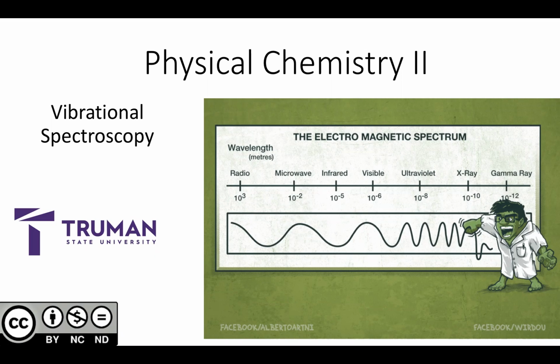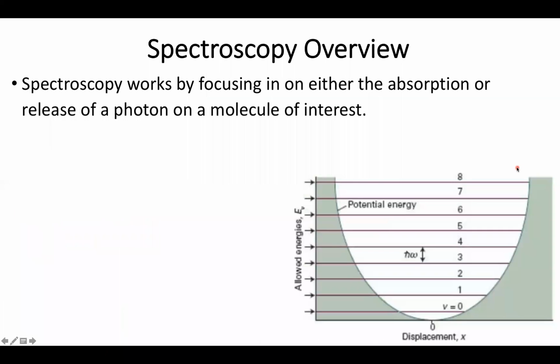So one of the big things I want to start by emphasizing is really how spectroscopy works. Essentially, the reason why spectroscopy works is because energy levels are quantized. And so you can focus on trying to find a specific wavelength of light that a molecule will either absorb or release when it relaxes down an energy level. So we're going to be focusing more specifically right now on absorption spectroscopy.